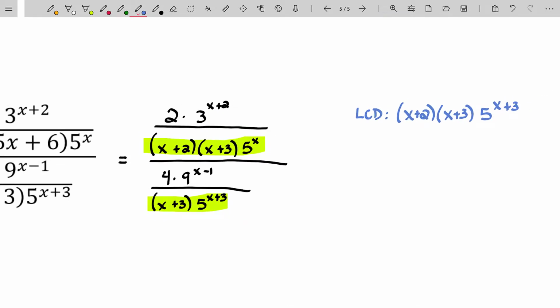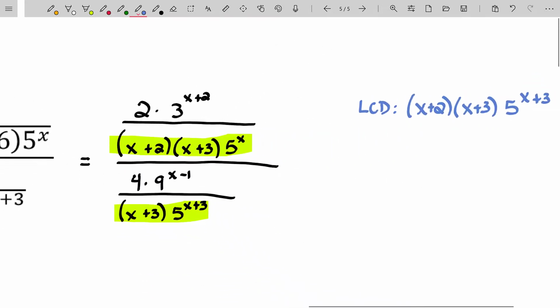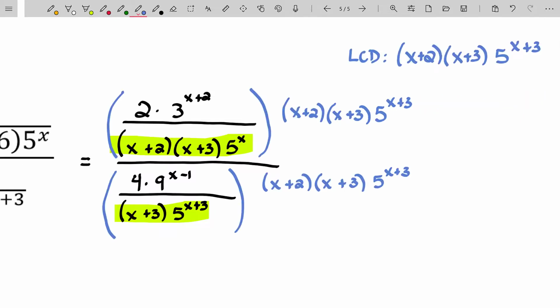Now again, following what I had recommended, and I kind of still recommend, you would then multiply both numerator and denominator of this bad boy right here by that blue LCD. Let's go ahead and do that. So remember, I'm multiplying both numerator and denominator by the LCD, and when I say both numerator and denominator, I mean of the overall large fraction. You see in the numerator, the x plus 2's cancel beautifully, the x plus 3's cancel beautifully.